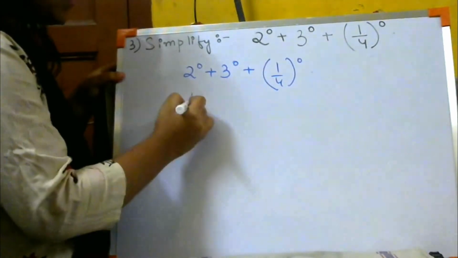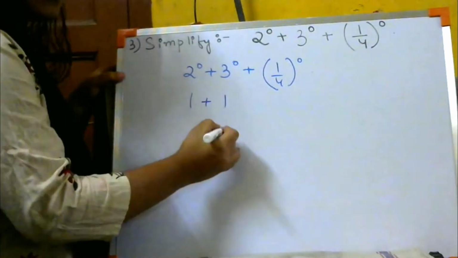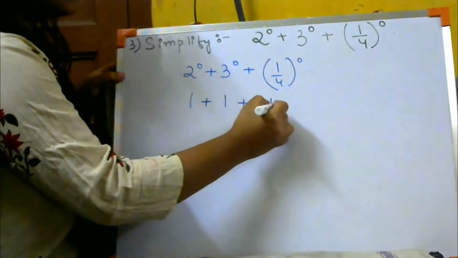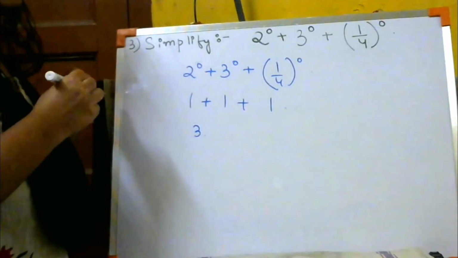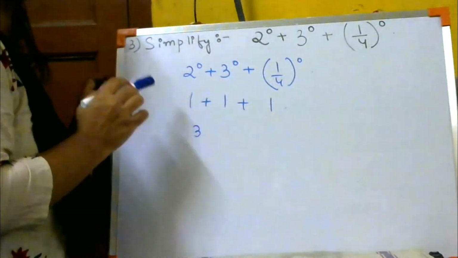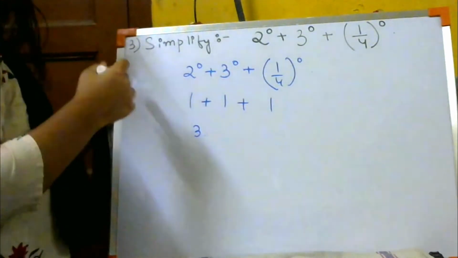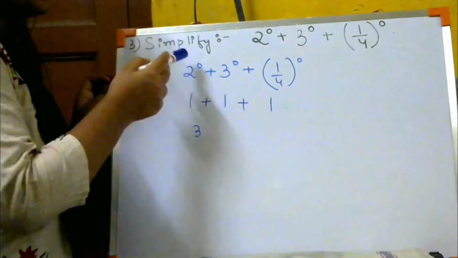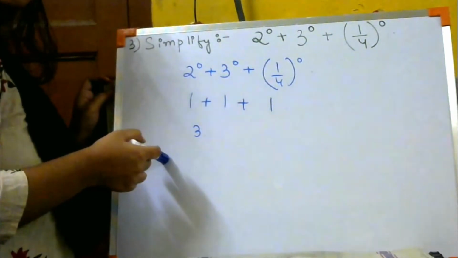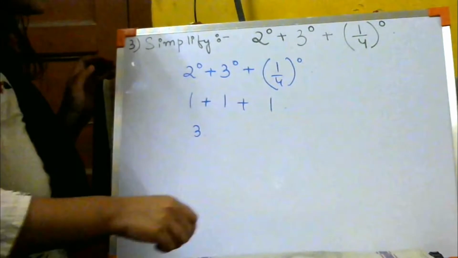तो 2 to the power 0 means 1, 3 to the power 0 means 1 and 1 by 4 to the power 0 also means 1. So what is the answer? 3. 1 plus 1 plus 1 is 3. So like these simple sum will also come in your exam and a sum of a difficult range that will also come. Okay? So I hope you people understood how to do this kind of sum. Clear? Let us do the last sum of today's.